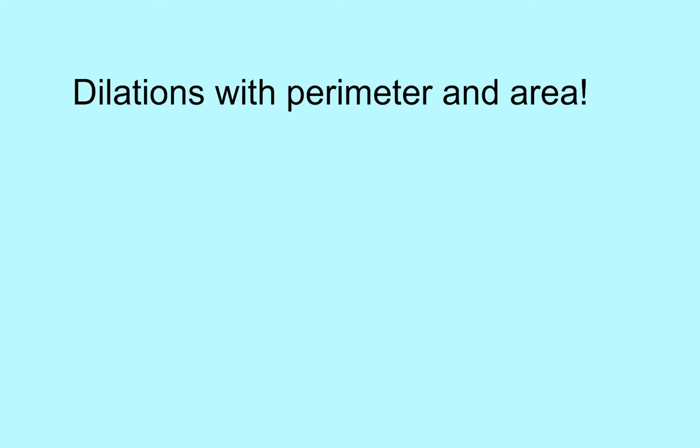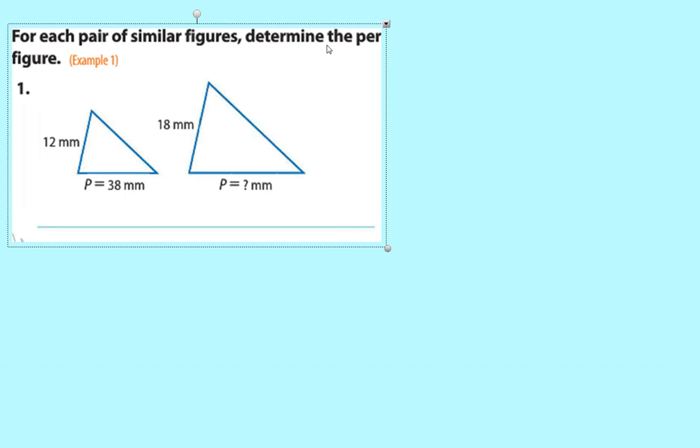Okay, not all the classes today got to see everything because we had fire drills. Plus, some of these questions are kind of hard, so I did want to look at them a little bit to make sure that the kids that are trying do the best they possibly can with dilations involving perimeter and area. Okay, so number one, we have two shapes here.